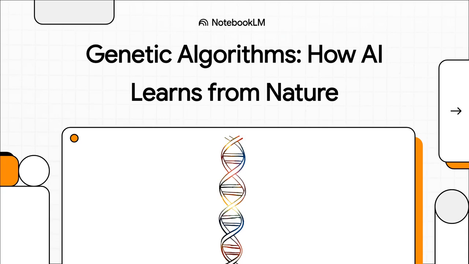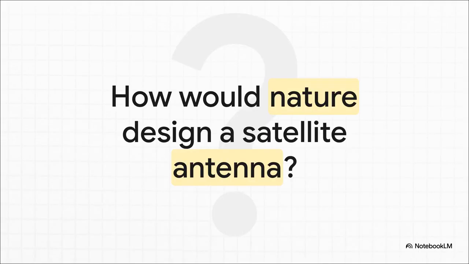All right, let's dive into one of the most creative and honestly kind of mind-bending areas of artificial intelligence, genetic algorithms. This is all about taking a page from nature's playbook, borrowing a 3.6 billion-year-old idea to solve some of our trickiest problems. So how does it work? Let's get into it. To get our heads around this, let's start with a weird question.